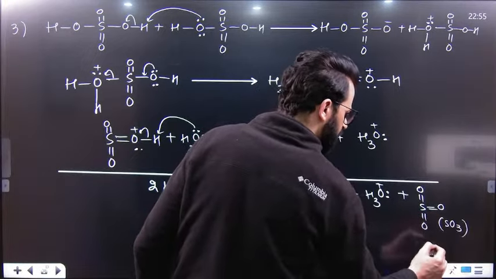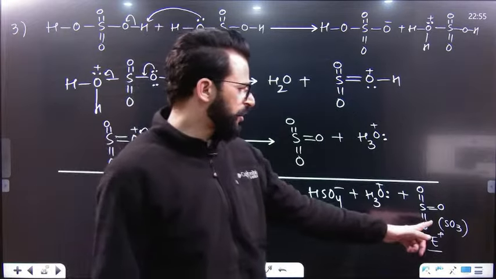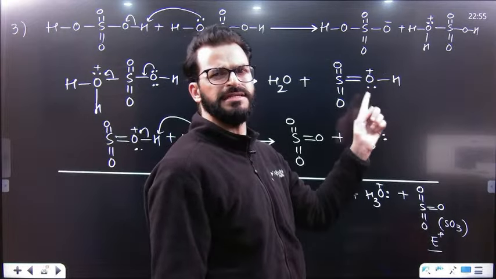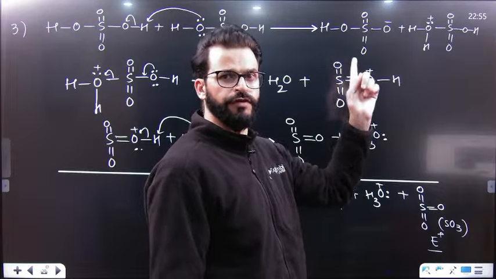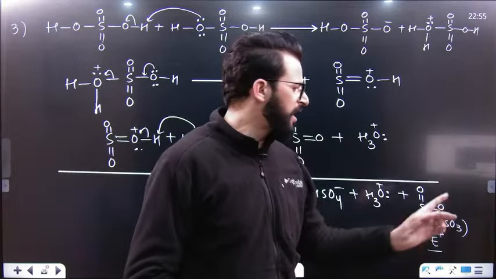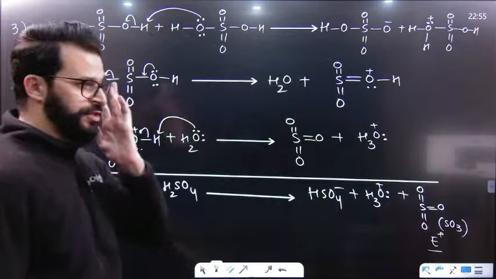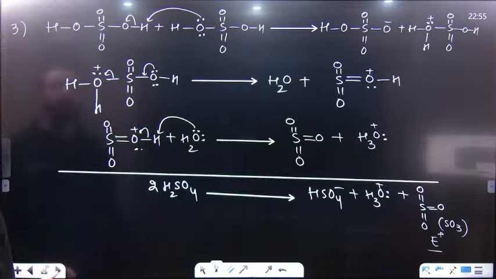And this SO3 can be an electrophile of the reaction. So you can say SO3 is an electrophile, or you can sometimes say that this is the electrophile. Why? Because this SO3 can react with H2SO4 and will result once again in this one. So either this is the electrophile or SO3H positive is the electrophile of the reaction.